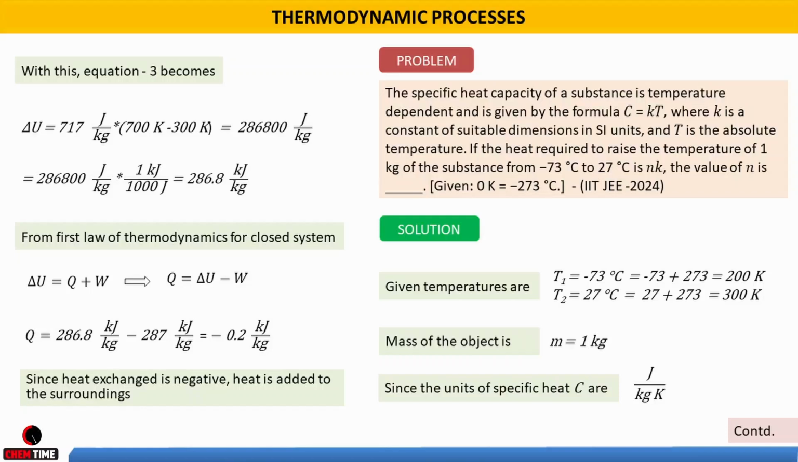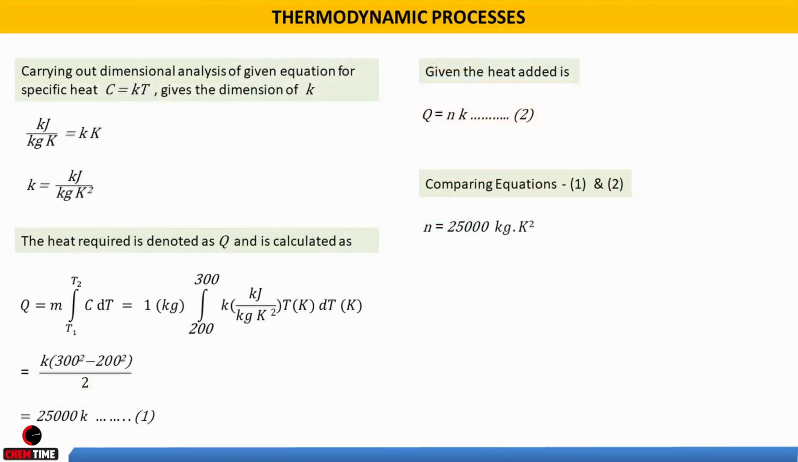Now, the given temperatures are to be converted into Kelvin by adding 273. So T1 will be minus 73 plus 273, that is 200 Kelvin, and T2 is 27 degrees centigrade, that is 27 plus 273, that is 300 Kelvin. Mass of the object is given as 1 kg. Since the units of specific heat are joules per kg Kelvin, we write the dimensional analysis of the given equation C is equal to kT. C is in joules per kg Kelvin, k we don't know the dimension, and temperature is measured in Kelvin. With this, the units of k work out to be joules per kg K square.